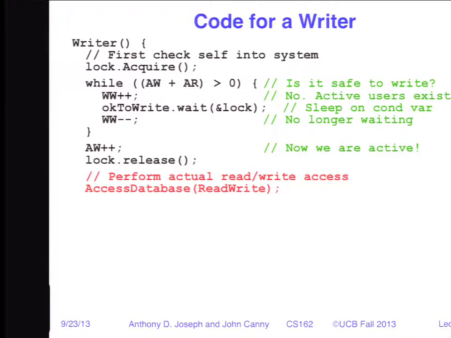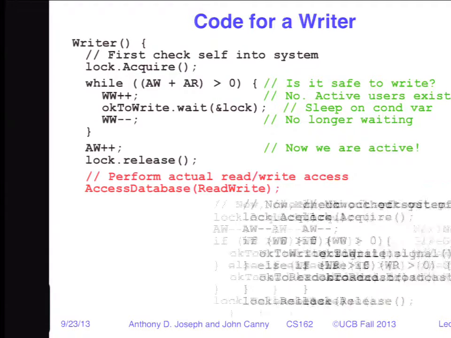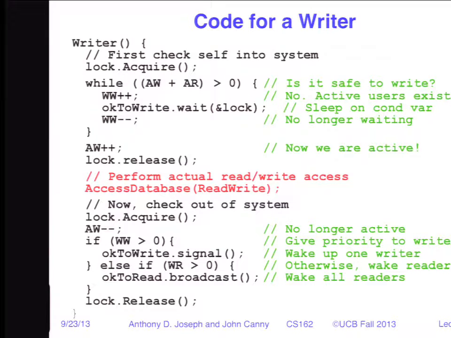So again, we need to check ourselves out. To do that, we have to grab a lock before we manipulate the state variables. We're going to decrement the number of active writers. If there are any waiting writers, so again, we're prioritizing writers, we know there are no active readers because we were just in the system, so we don't have to check that. If there are any waiting writers, we're going to signal one of them to start running. So they're going to get access next to the database. No readers can come in because there was a waiting writer, and so they're not going to be able to proceed. They'll just go to sleep.